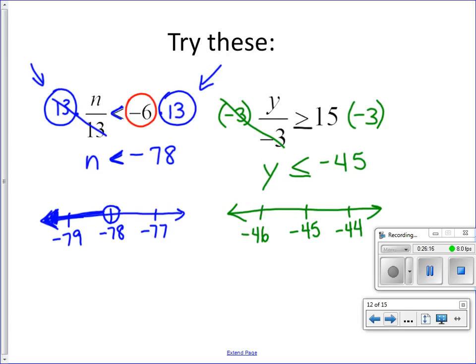So when I graph this one, now at negative 45, because of the equal part of the sign, I'm going to fill in the dot because y could be equal to negative 45. And then we have an arrow to the left, including all numbers below negative 45.